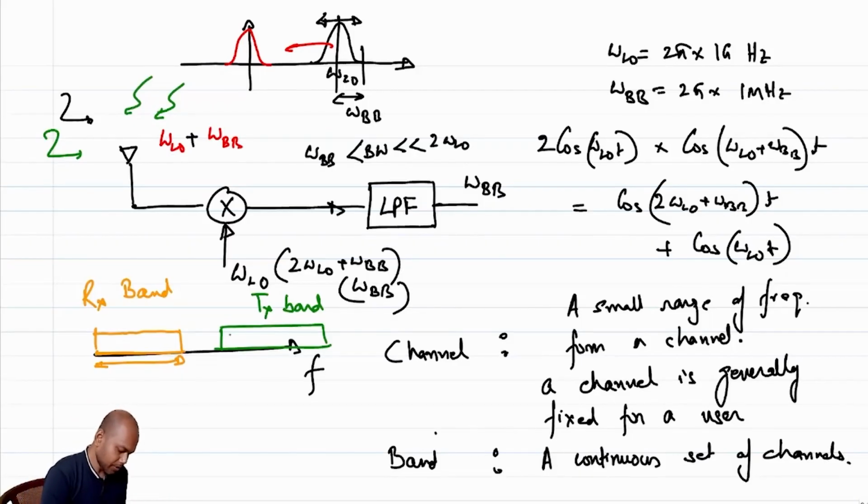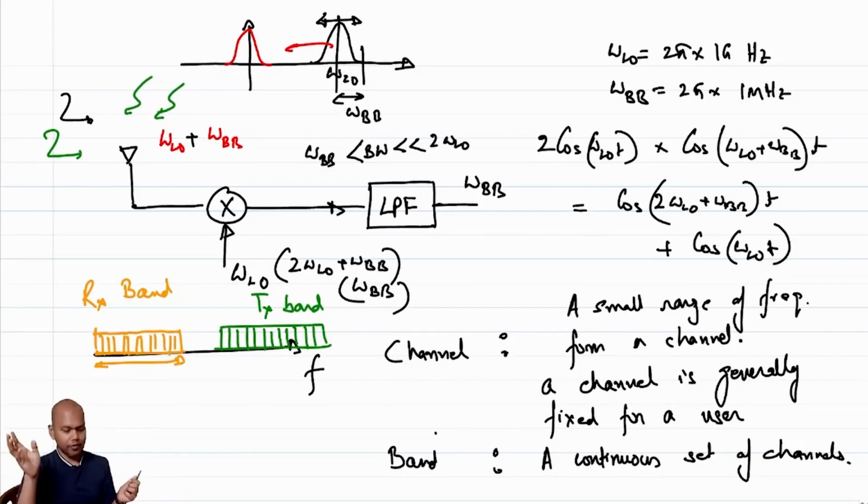So a transmitter band will be divided into channels. Similarly, a receiver band will also be divided into channels. And very crudely, when you are making a call, you are probably sitting in one of the channels, right? So you are probably taking this amount of spectra when you are receiving, and maybe taking this amount of spectra when you are transmitting.